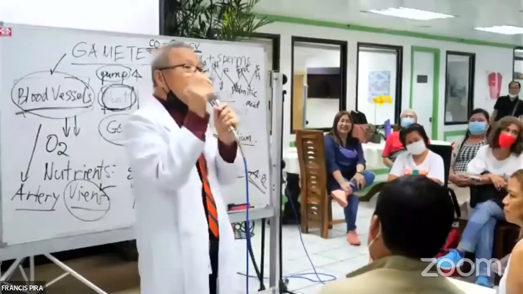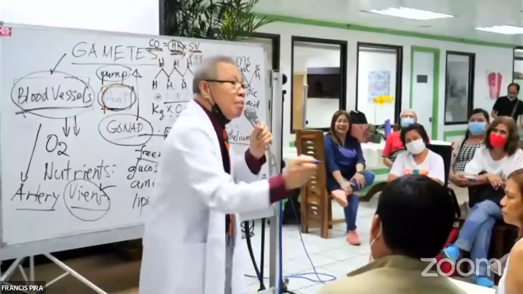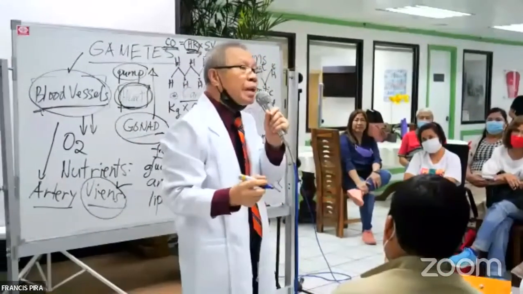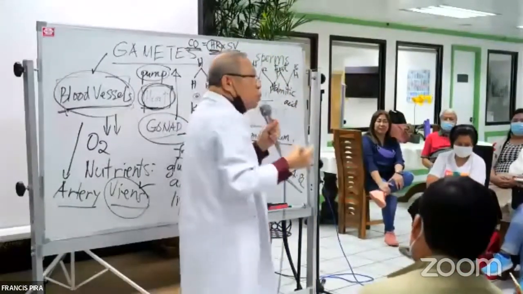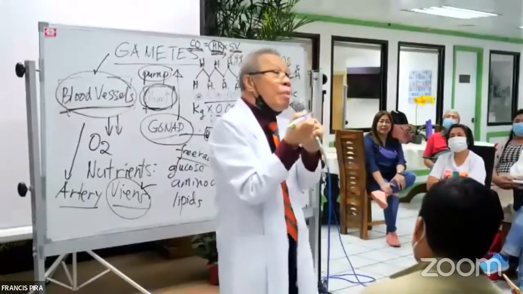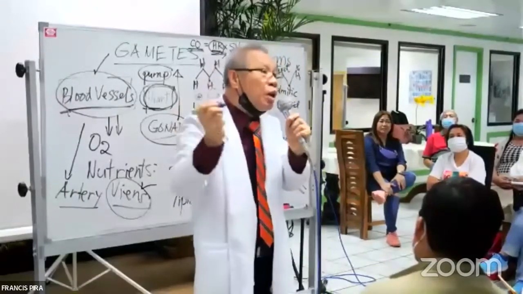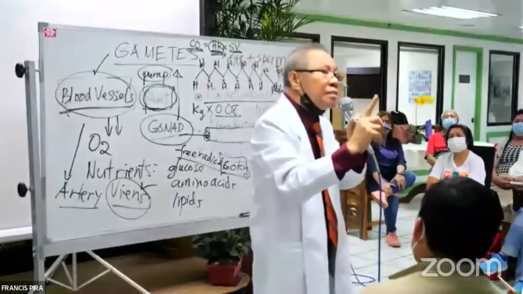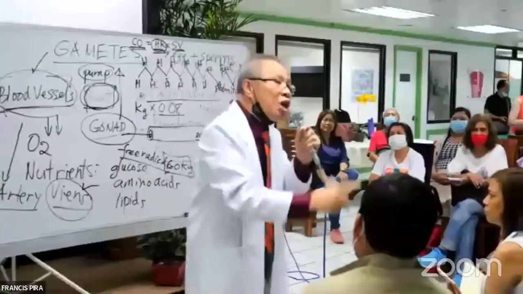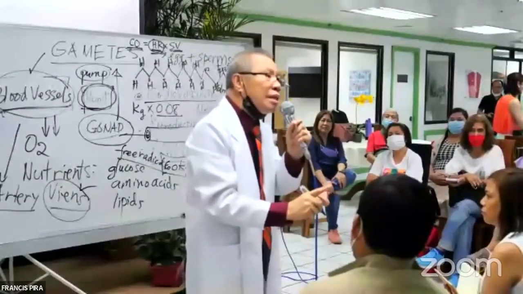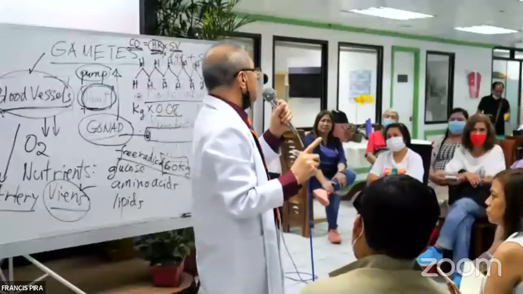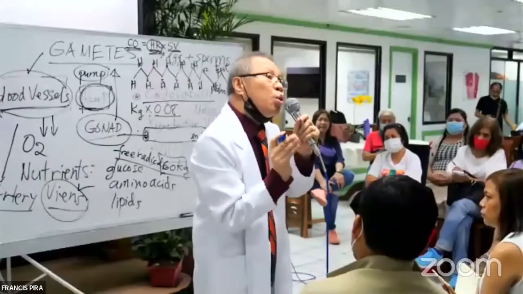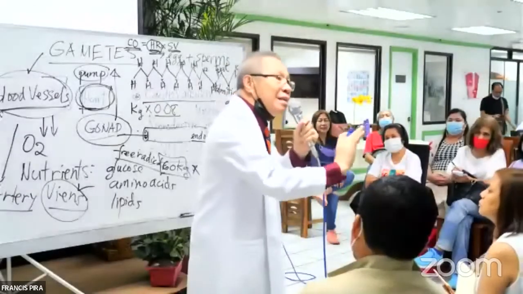Because if the free radicals are very abundant in the blood vessel, what will happen? The lining of the endothelium will be damaged. Like being scratched, it will be damaged. It will be deranged. And remember this in your lifetime. Once the endothelium is damaged, you call it necrosis. Then the cholesterol starts to deposit and bind.